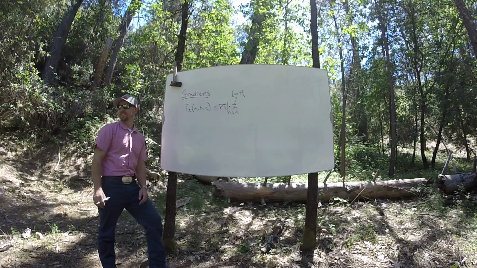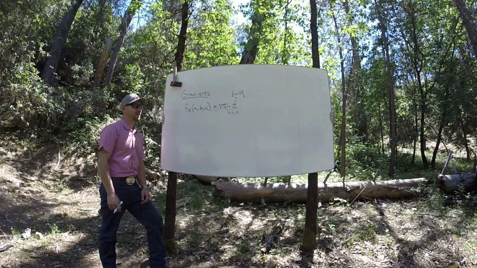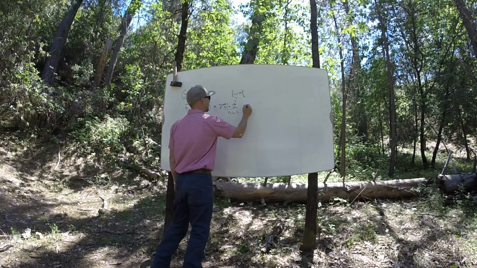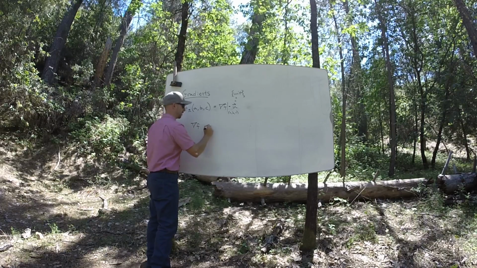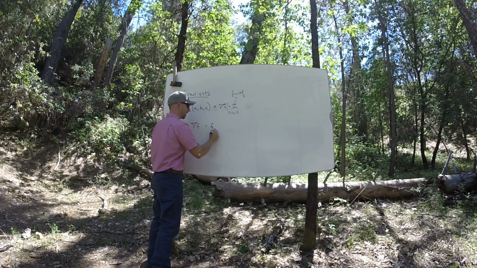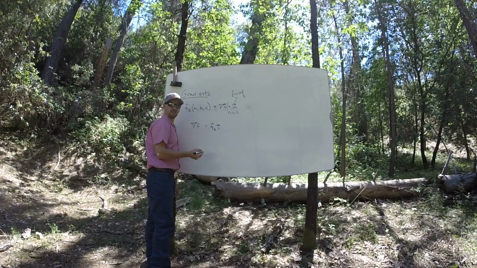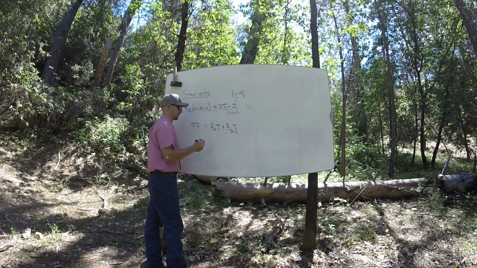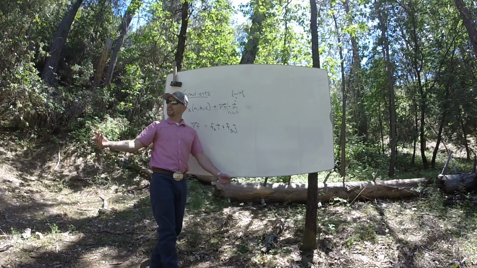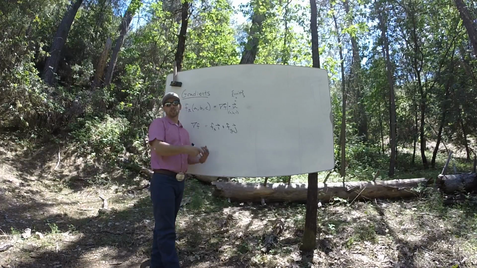Everybody good with this? And then we should remember that the gradient vector, right, is what? How do I make a gradient vector? fx in the i direction, fy in the j direction, plus fz in the k direction. If we're at A, B, and then C. If there were more dimensions, we'd just keep adding.